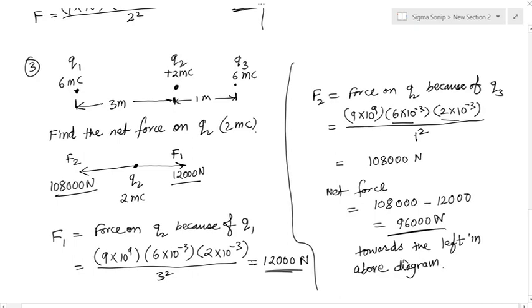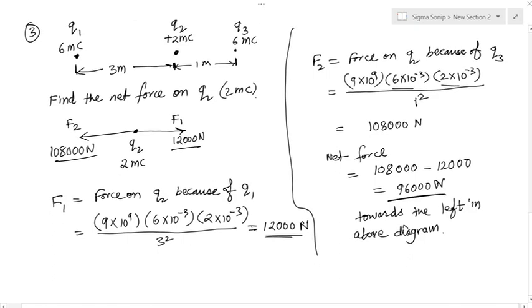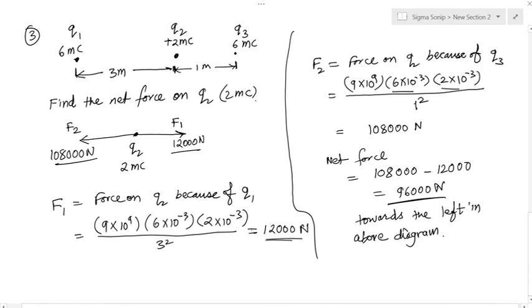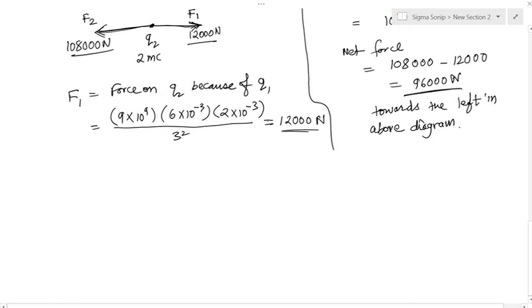Just need to keep in mind that force is a vector, and whenever we need to add two forces, we need to do vector addition. That means that if they are in opposite direction, like here in F1 and F2, then they will cancel out.